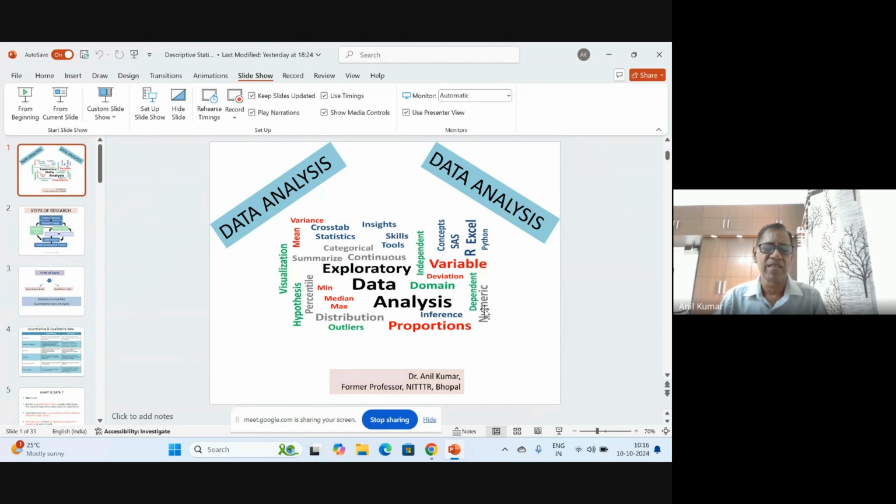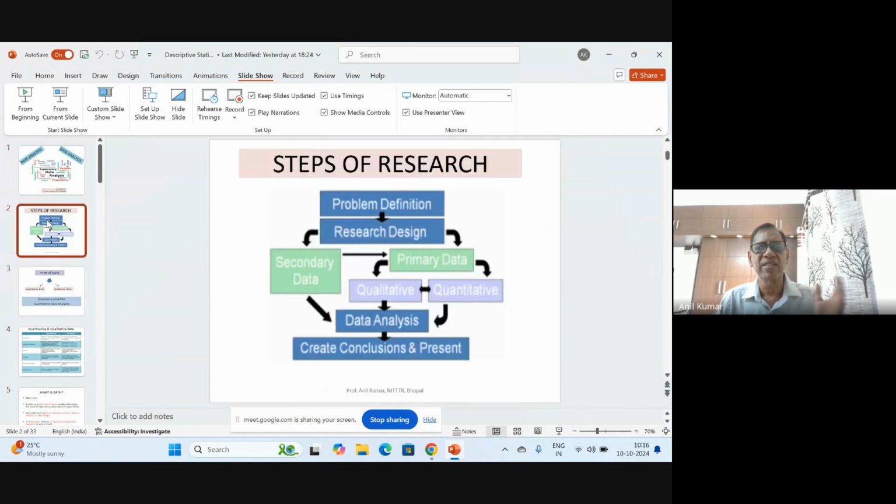What is data analysis? Particularly when we are talking of data analysis, let me remind you of my earlier discussion, the steps of research. I think you are well versed now with the steps of research, that we have problem definition, we have research design. All these are interconnected. That's why I am again and again recalling all these steps. That's why we say that research is a scientific process, research is a systematic process. If research is not a systematic process, these steps are not followed one after the other.